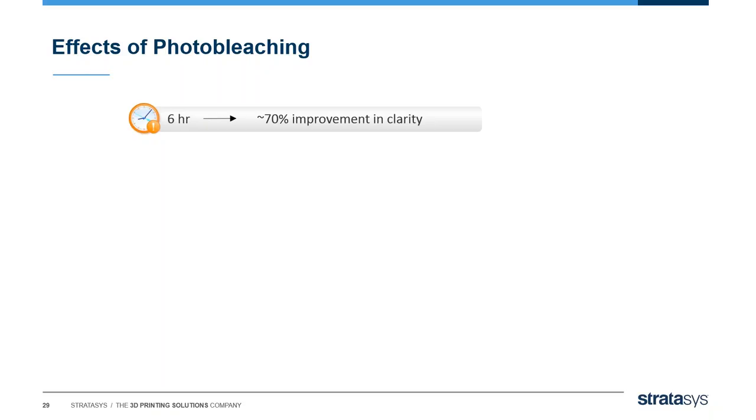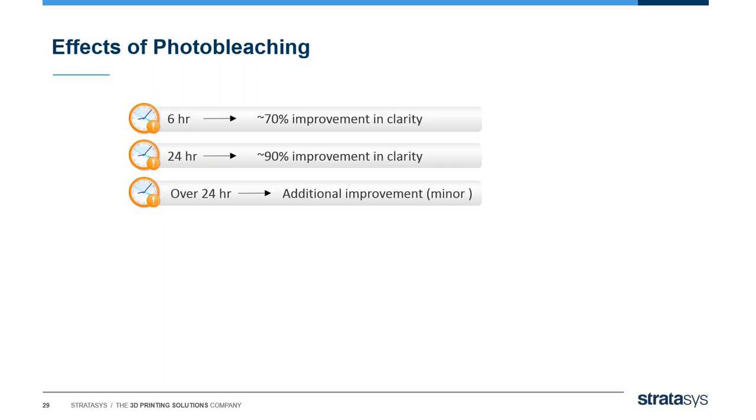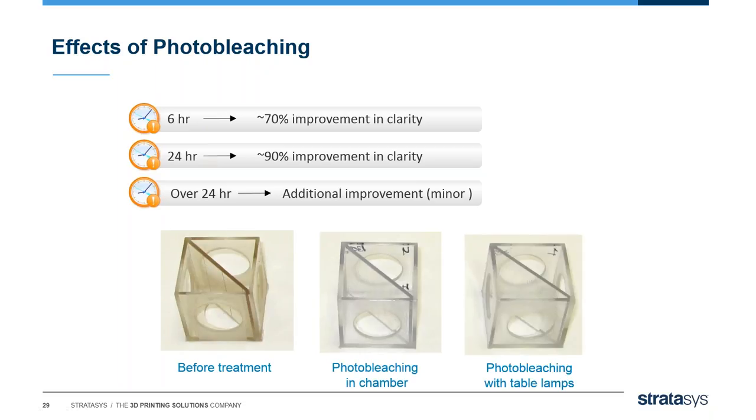The effects of photo bleaching you can see in the next slide. After 6 hours, the improvement is about 70%. After 24 hours, it's 90%. Beyond that, you have minor improvements, but 90-95% clarity and no yellow tint anymore comes very close to PMMA, which is fully transparent. Now you see here these three results. This is the yellow tint right off the tray. It's slightly yellow. The cheaper solution with the table lamps gives you 90% clarity, and the photo bleaching in the chamber gives you 95% clarity after 24 hours.